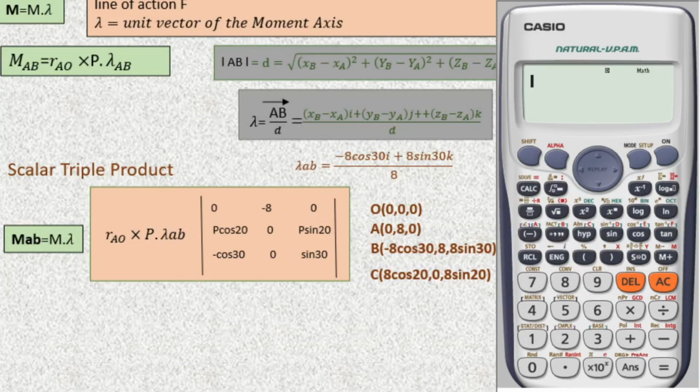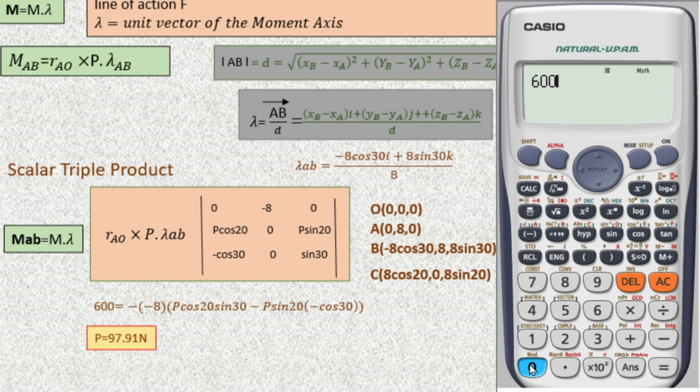And now, let's proceed to find our magnitude P. Again, we have the given moment of force P about axis AB equals 600 Newton meter. So our moment AB equals 600 equals, this will be 0, then we start at negative 8. Negative 8 multiplied by P cosine 20 multiplied by sine 30, minus P sine 20 times negative cosine 30. It will give us the value of our magnitude P equals 97.91 Newton.